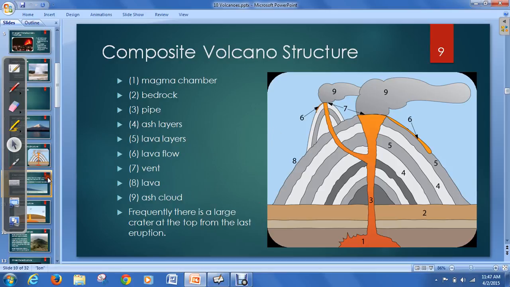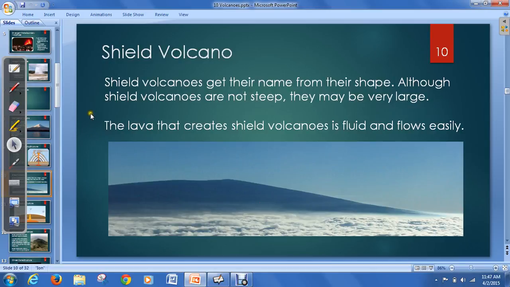In comparison, we also have shield volcanoes. Okay. Shield volcanoes get their name from their shape. Although shield volcanoes are not steep, they may be very large. Okay, so if you think of a shield volcano, it's nice and flat. You can kind of imagine if you laid a medieval shield on the ground flat, okay, it'd have this nice flat shape to it, kind of that bulge. But if you notice, this is the cloud line right here, okay, in this picture. So this volcano is very, very tall. But again, it's very, very wide as well, okay.